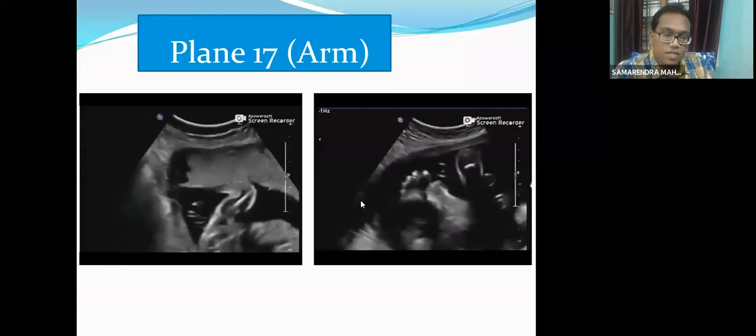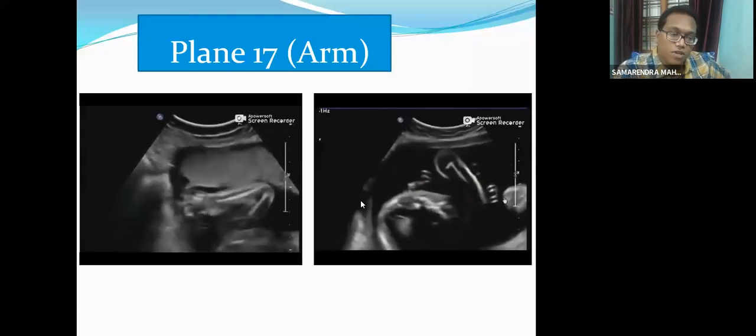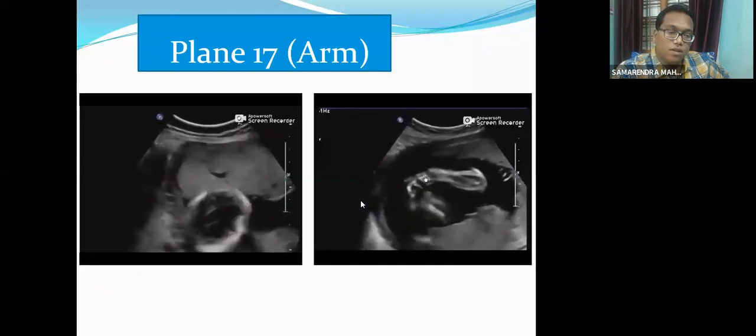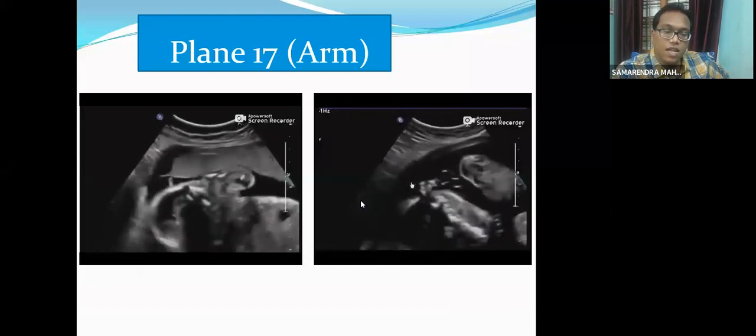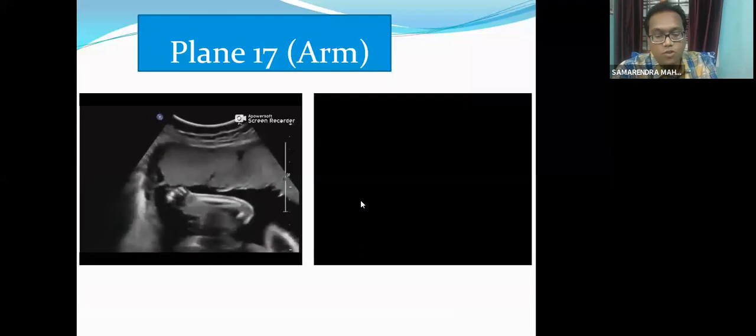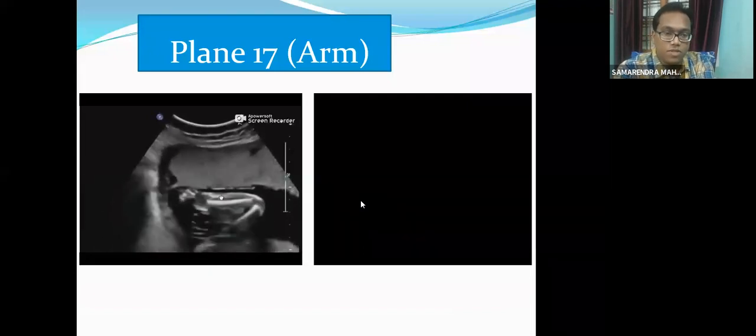So these are the basic training videos. The left one is showing one upper limb and the right one is another upper limb. And it is important to evaluate both the upper limbs separately.